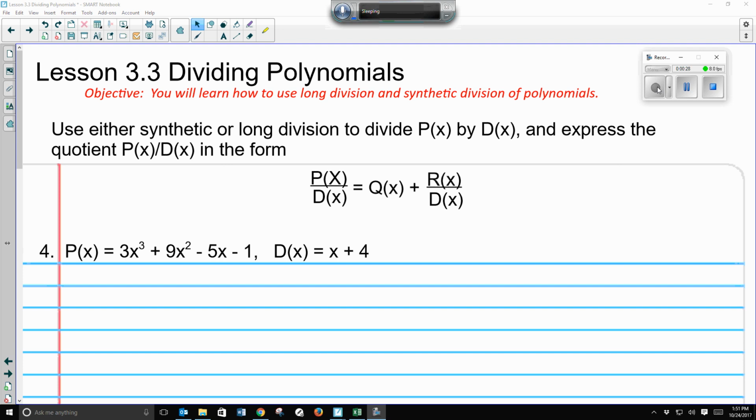I hate synthetic. I hate long division. Okay, so guess what? Sometimes you get to choose, sometimes you don't. We'll look at that in a minute, when you cannot do synthetic division and when you can. So here, we're going to take this one problem. It says to choose which one, use either synthetic or long division. I'm going to show you both and let you choose on the ones that you get to choose on. Sometimes you don't get to choose.